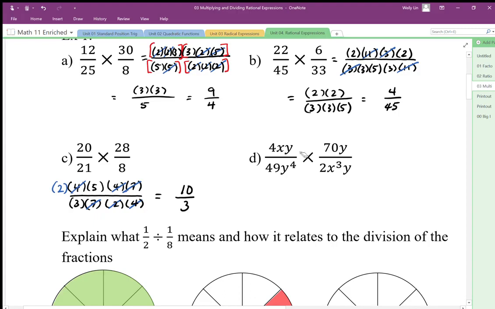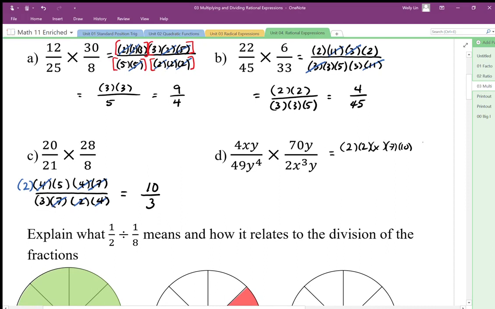Even with variable pieces, we just need to recognize the factors that will cancel out. So the numerical factors, I've got 2 and 2, 7 and 7. So I'm going to write this as 2 times 2 times x times 7 times 10 times, oh, there's a y in there as well. I missed the y factor. Y times 7 times 10 times another y factor.